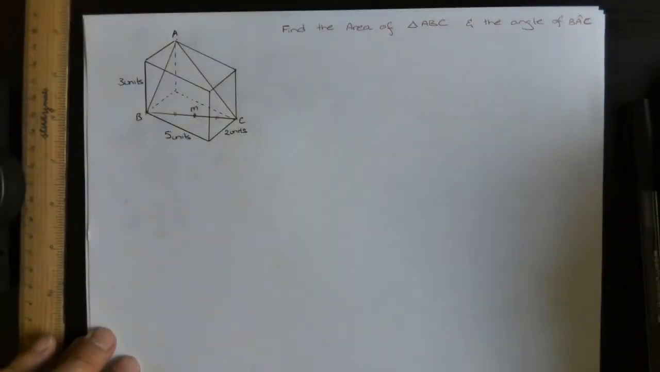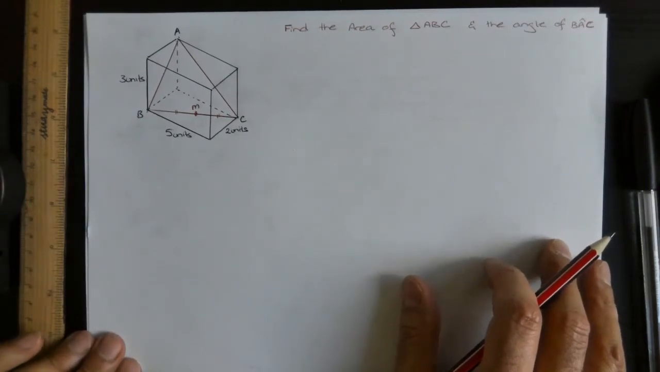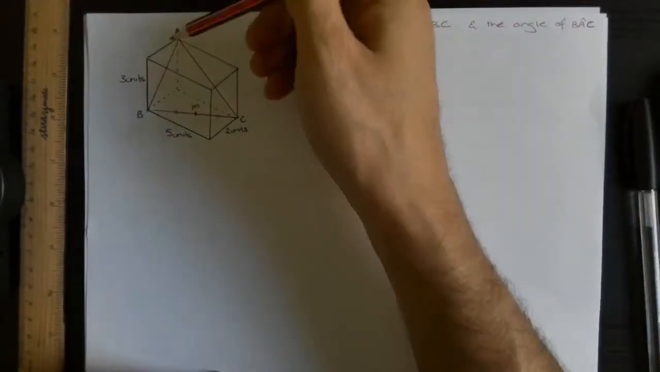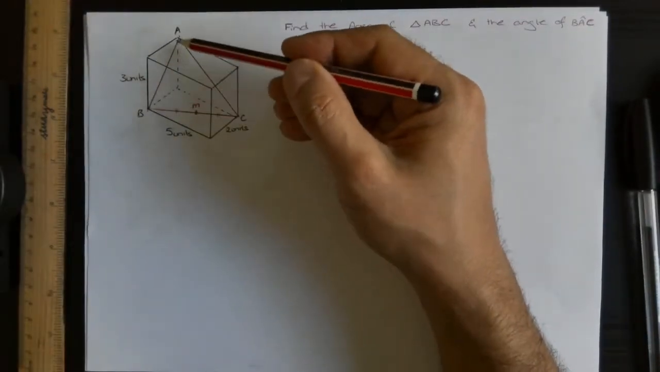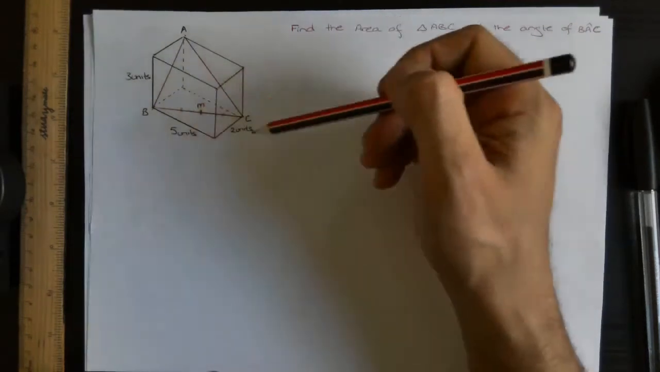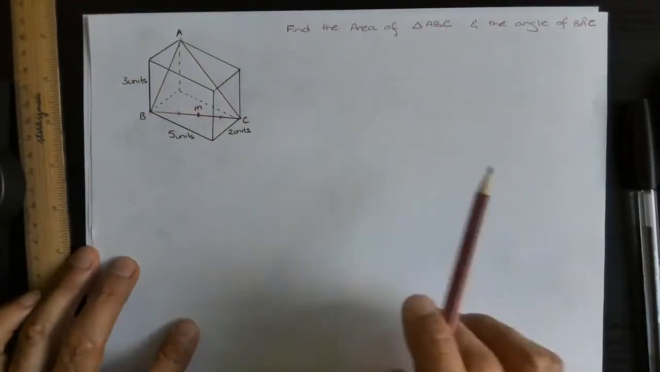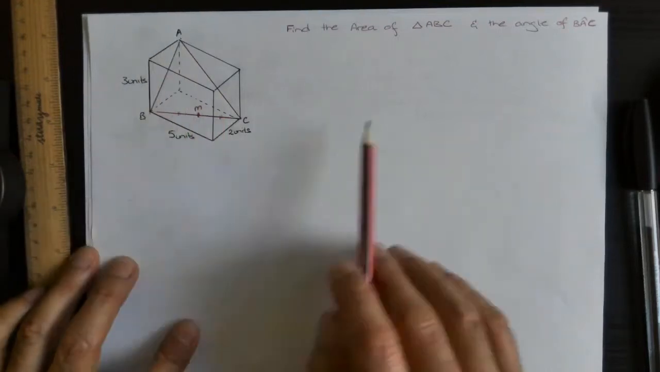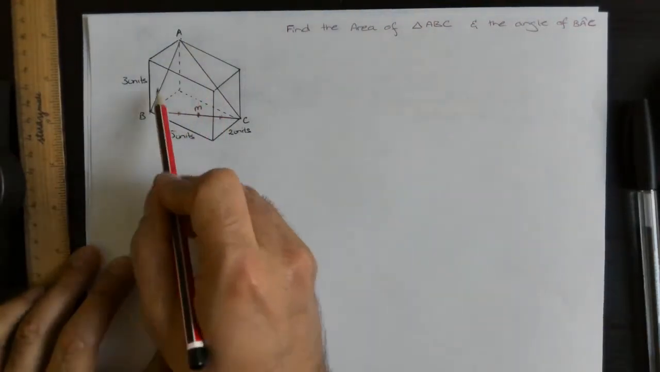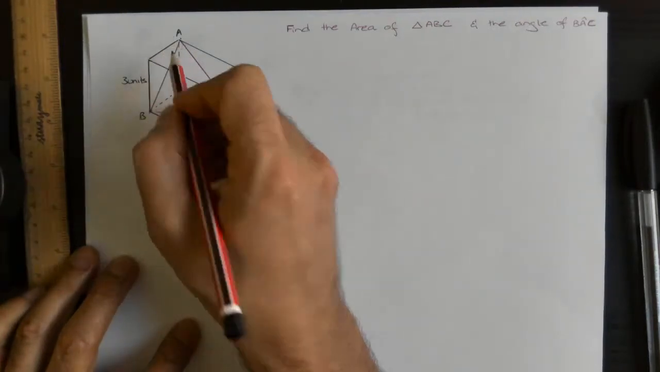All right. Here we have a rectangular prism, and basically we've got a triangle in each corner. Imagine it's sitting on a slant inside the rectangular prism. We want to find the area of triangle ABC, and then we also want to find the angle BAC, that angle there of that red triangle.